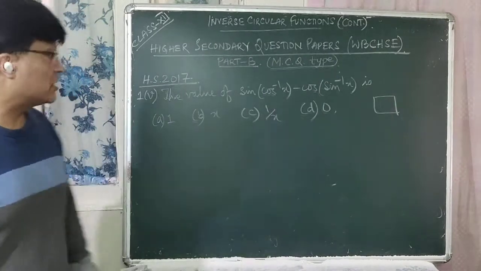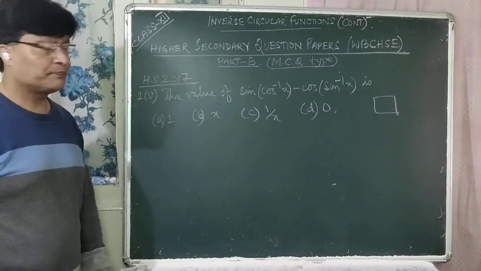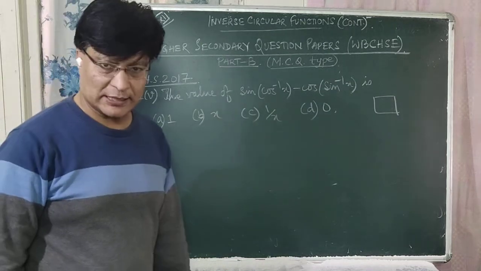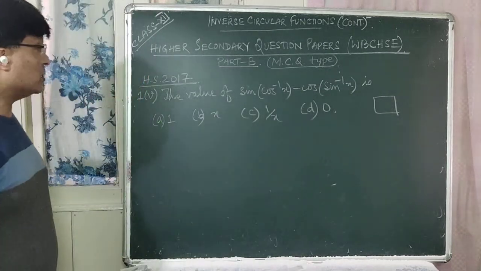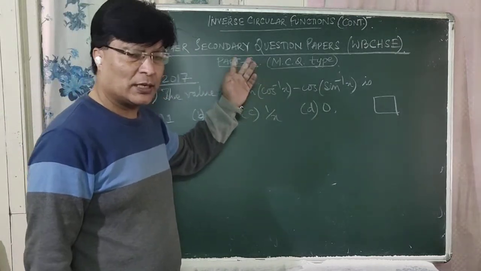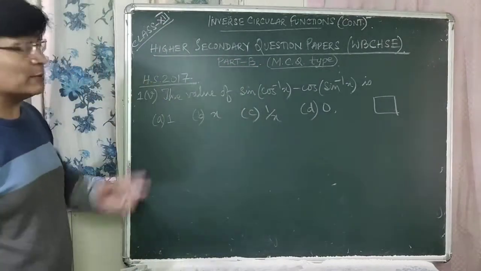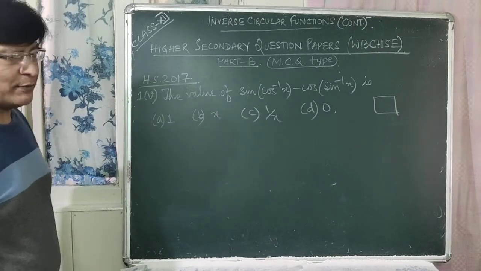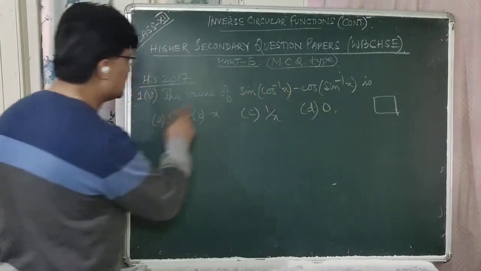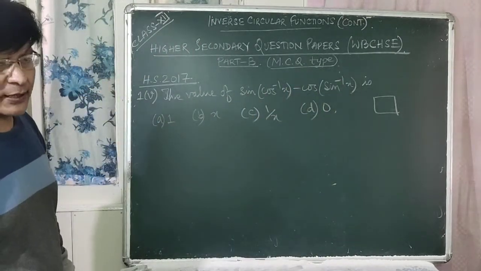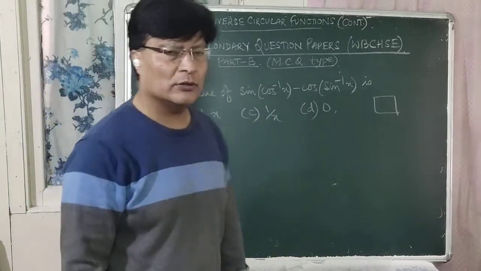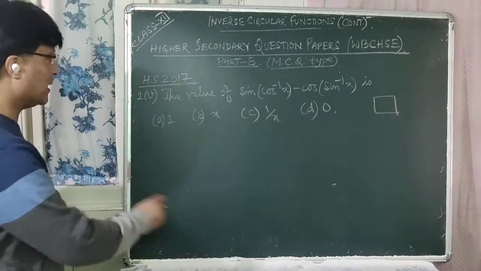So now let's do this question. This is from HS 2017, right? The question is of part B. This is in the part B question, that is question cum answer booklet. That is MCQ type. So 1 number 5: the value of sine of cos inverse x minus cos of sine inverse x is A, B, C or D? Which one is correct? You have to check it. A is 1, B is x, C is 1 by x and D is 0. So you have to check which one is correct, right?